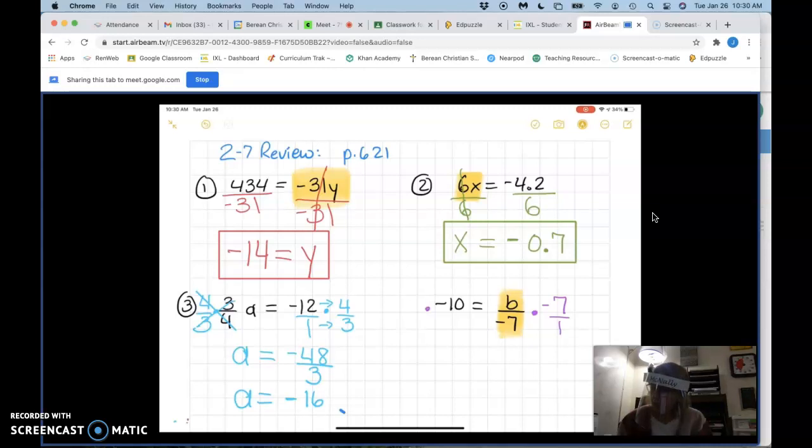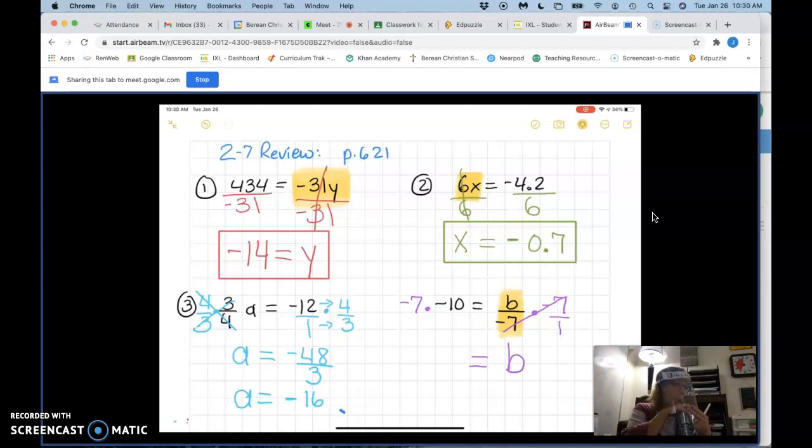And so whatever I do to one side, I have to do to the other. So when I multiply this, I'm just going to end up with 1b or b. So those negative 7s kind of cancel each other out. And then multiply negative 7 times negative 10. Bless you. What is negative 7 times negative 10? Somebody quick with a calculator.